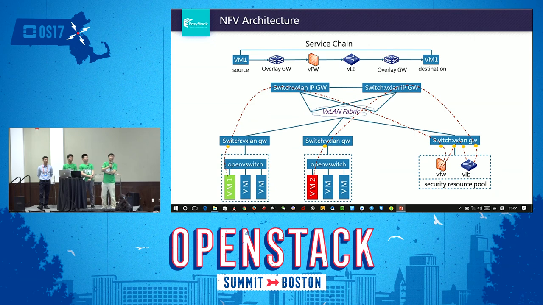Any questions? We have deployed our cloud system within two separate data centers. Yes, we use the multi-region solution, with a unique Horizon dashboard and a unique Keystone and user management to manage the multi-region cloud. Any other questions?